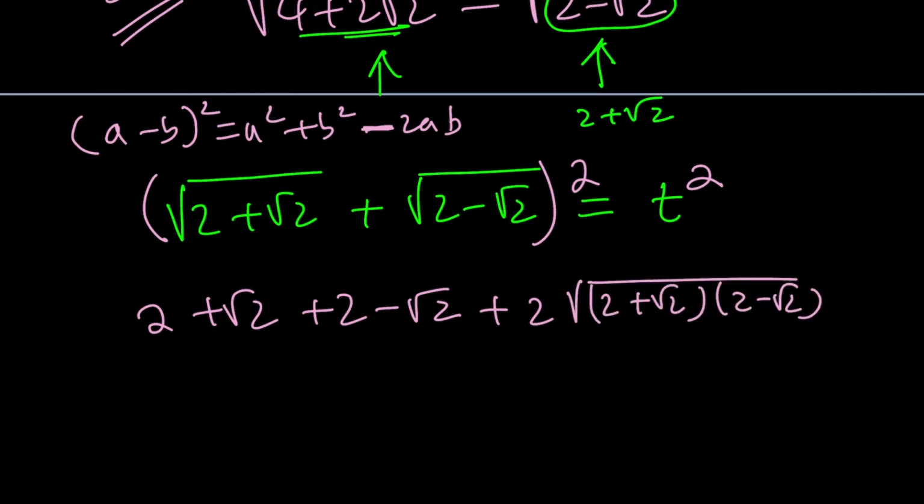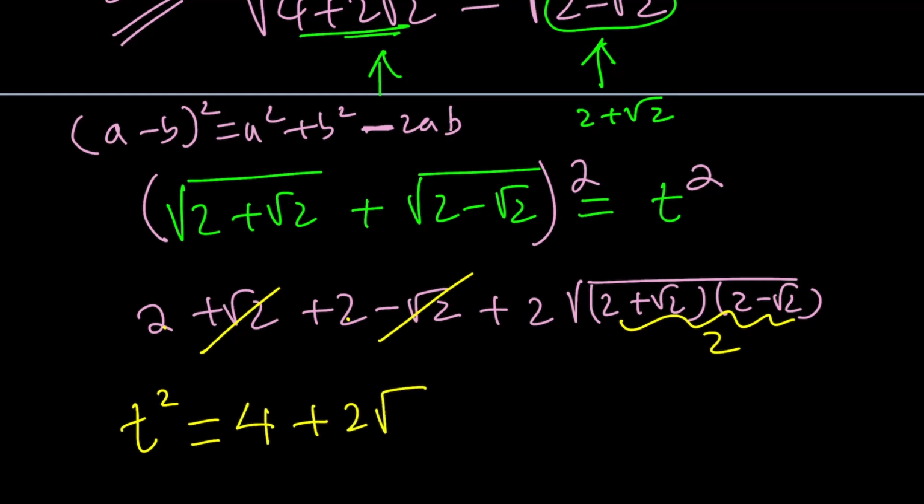Since those are conjugates, they're going to simplify nicely. This is going to be 4 minus 2, which is 2. Then you're going to get 2 root 2 from there. But the root 2 cancels out. So you get t squared equals 2 plus 2, which is 4, plus 2 root 2.